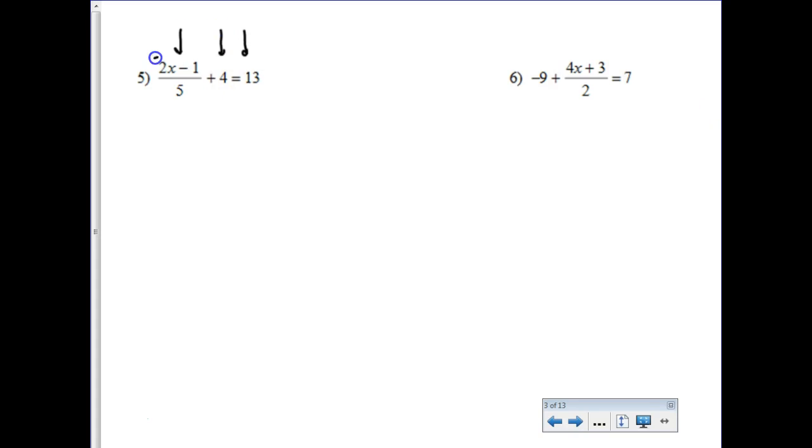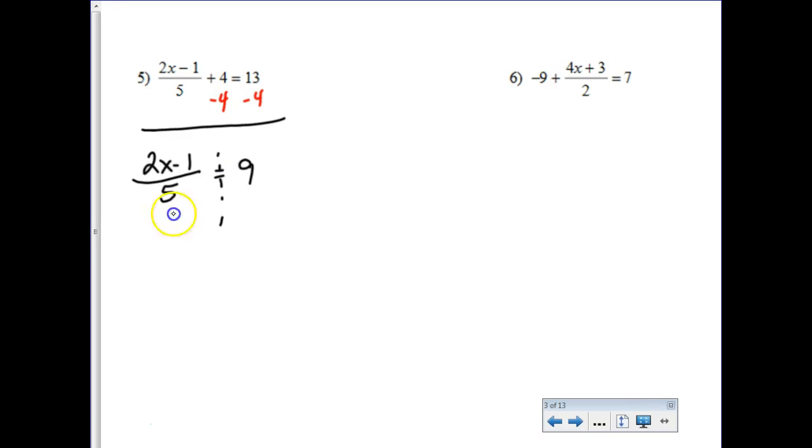So instead of multiplying right away, whoops, erase. How about we go ahead and move the 4 over by subtracting it? I think that'd be a better move. So we have 2x minus 1, that whole term being divided by 5, and it equals 9.